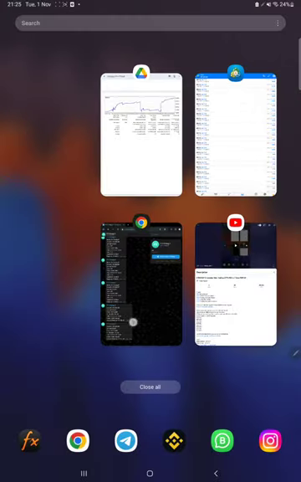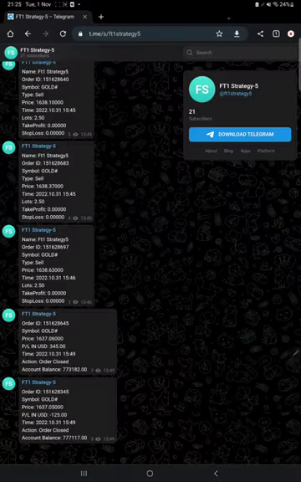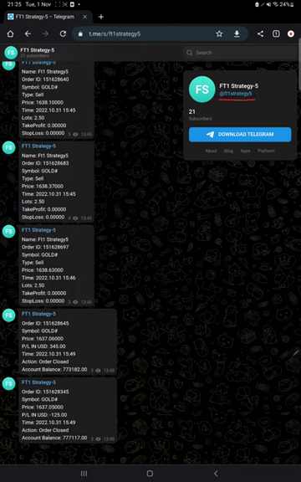Also, the MT4 to Telegram feed is available, so by following the FT1 Strategy 5 channel, you can stay updated on each trade we have taken and verify it with the order ID: at what price we have entered, and how much profit and loss we have booked.